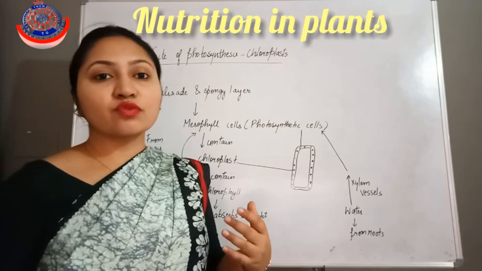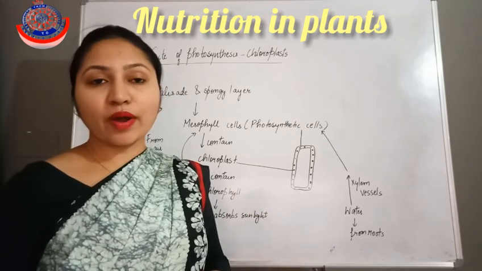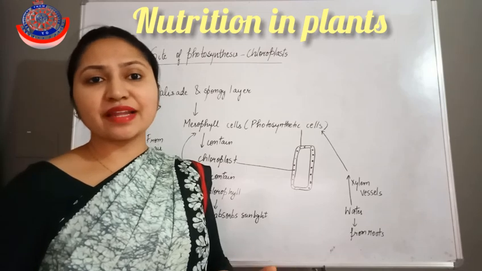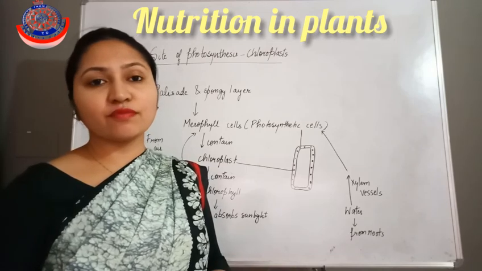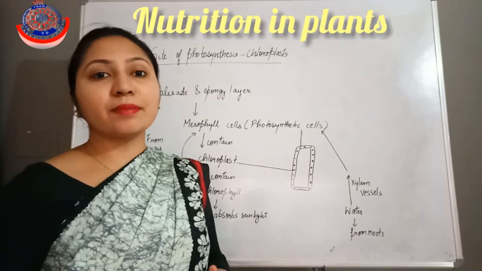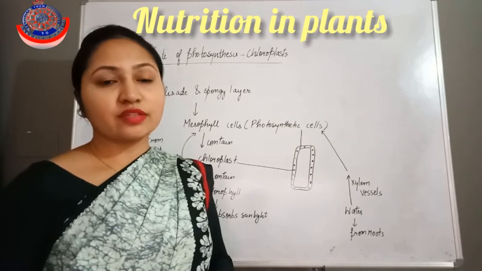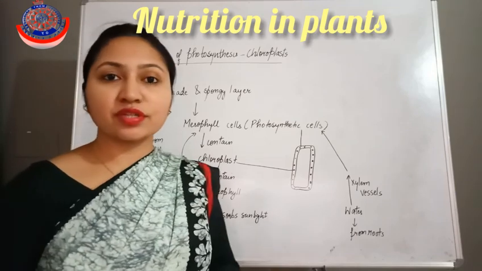So there are many nutrients required by plants, like nitrogen, iron, magnesium, and phosphorus, for building up their body. Okay, so that's all about nutrition in plants.